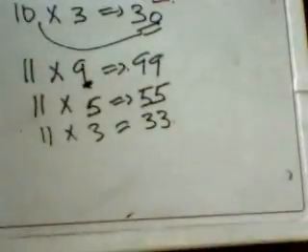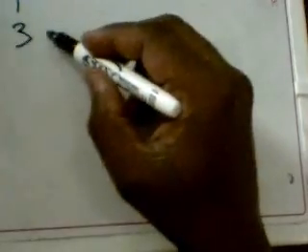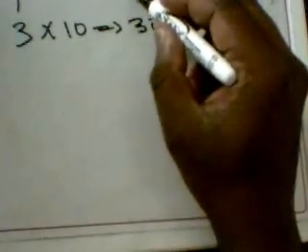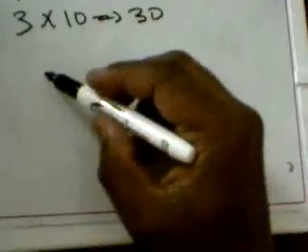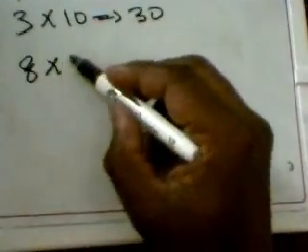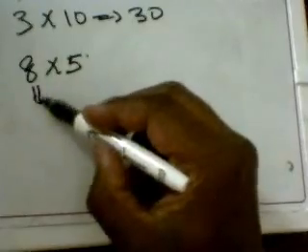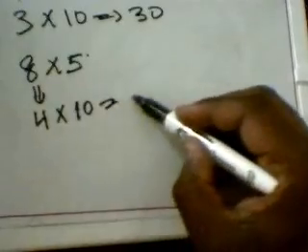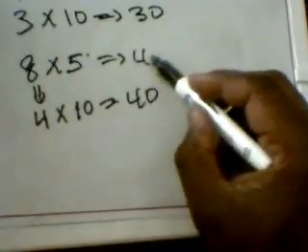Okay. Now the last one, which is how to multiply a number by 5. If you take 6 times 5, we say you take the half of 6, which is 3, and you multiply it by 10, and your answer will be 30. Now if it's 8 times 5, you take the half of 8, which is 4, you multiply by 10, equal 40. 40 is the answer there.